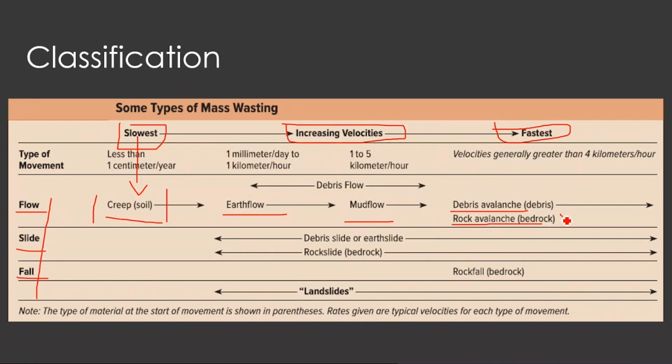So if the bedrock moves, we call it a rock avalanche, and if the debris or loose material moves in a very fast way, we call it a debris avalanche. Then slide: we have seen that the material would be moving and there would be a plane through which the material slides. So there are different types, which are debris slide or earth slide, depending on the size of the materials that move down. Then the rock slide, which is a complete rock which slides down.